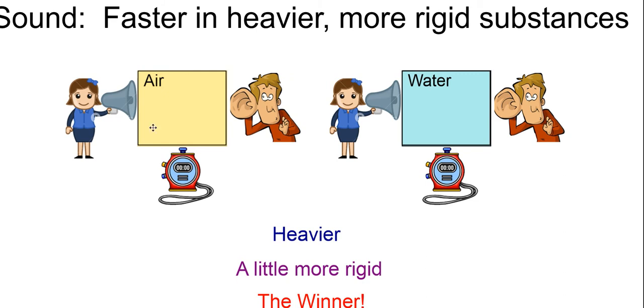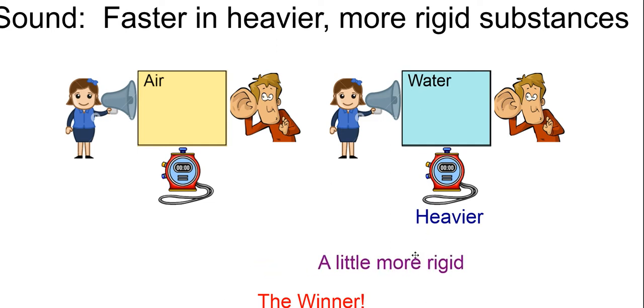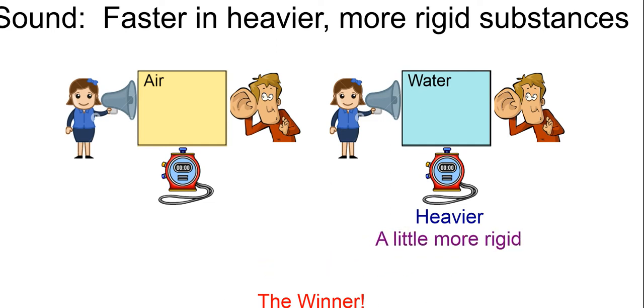All right, so let's see here. We have a container of air. This is going to be a blaring horn making noise. And the stopwatch is going to measure how fast that sound crosses to that big ear in air. And the same thing here through water. So let's see here. Which is heavier, air or water? Obviously, water is heavier. Which is more rigid, harder to bend? Well, they're both pretty easy to bend, but water is a little more rigid.